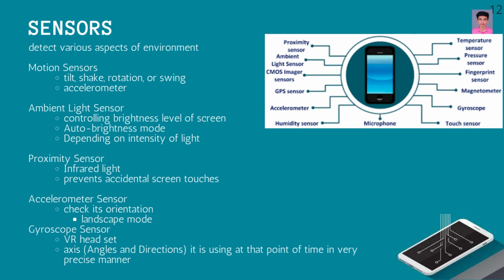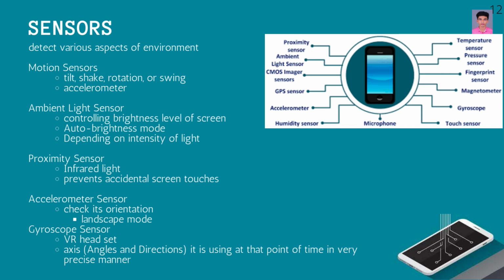Inside a mobile handset, there are various sensors to detect various aspects of the environment. So there are motion sensors which help to detect tilt, shake, rotation, or swing of the device. For example, an accelerometer. Then comes the ambient light sensor. It helps in controlling the brightness level of the screen automatically, known as auto brightness mode inside the device. It depends on the intensity of light.